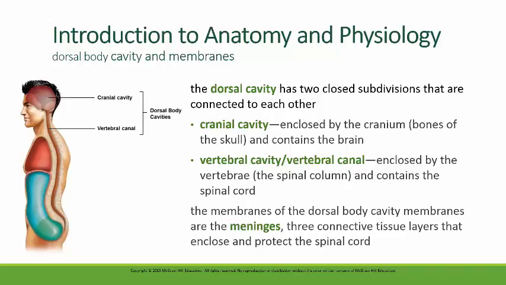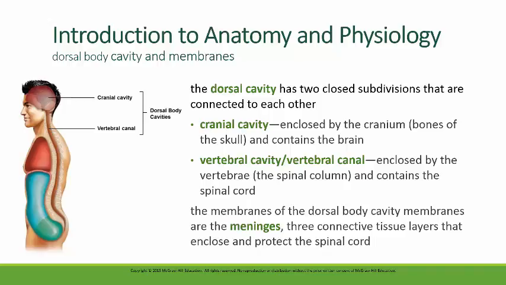So the dorsal body cavities include the cranial cavity and the vertebral canal. These two are connected to each other, but they are completely closed off. There is no communication between the external environment and these two body cavities. The cranial cavity is enclosed by the bones of the skull, which we refer to as the cranial bones, and it holds the brain. It's the space in which we find the brain, protected by the bones.